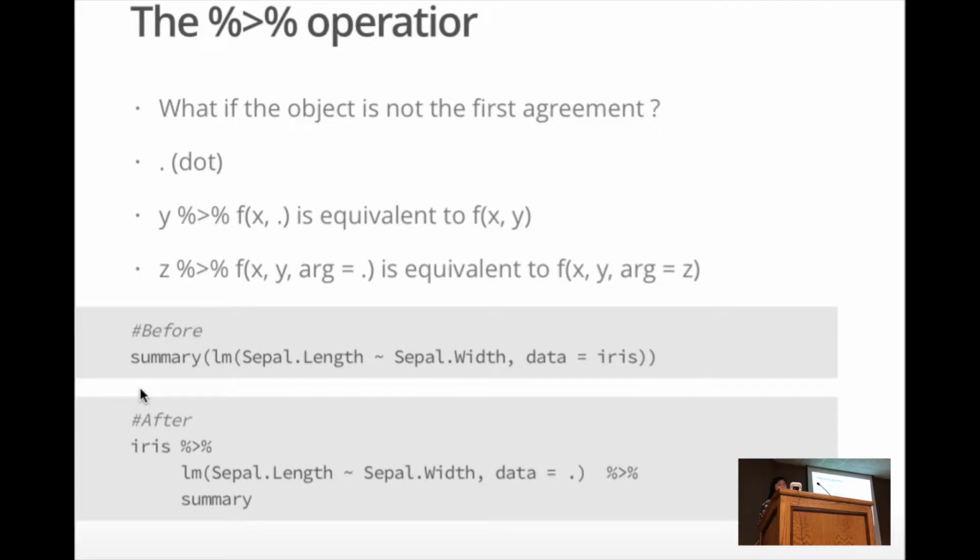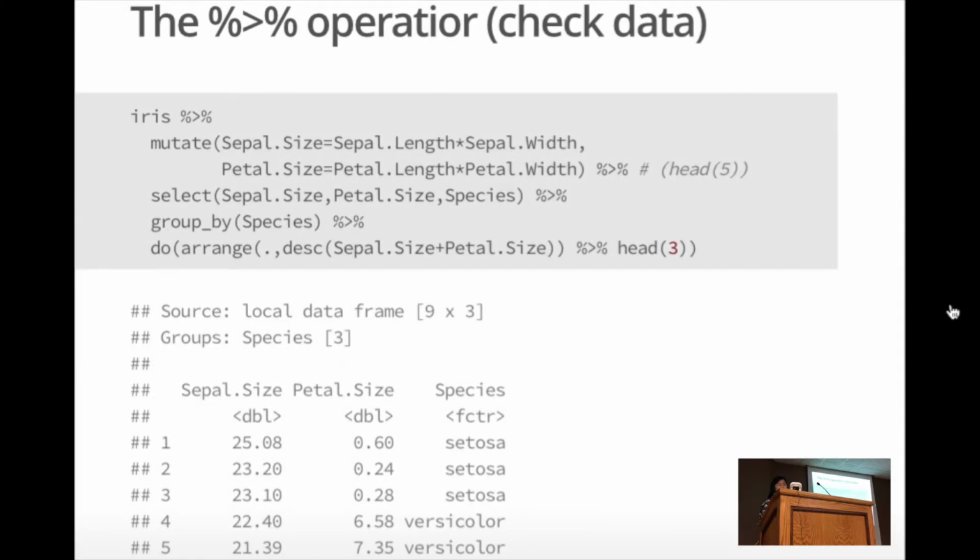And here is more example. I'm going to take a summary of the linear regression of these 2 variables, and this is equivalent to writing down the data set first, and then writing down your first function. You have the dot here to replace your data, and then you pass it to the summary function.